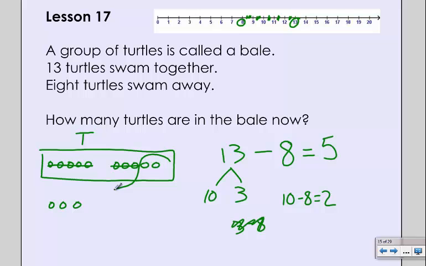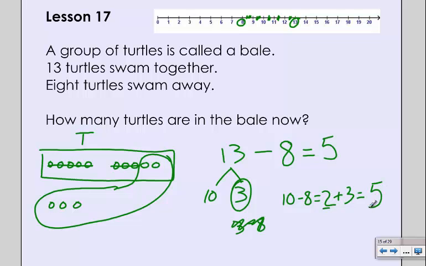So I took 8 out of my picture, and then I see what I have left. I have my 2 left, just like in my equation, but I also have 3 more left, just like in my number bond. So my picture and my math equation are really matching up. 2 plus 3 also gets me 5. So my difference is 5, and I've done it 2 different ways. I've counted up, or I could take from my 10. But again, my answer isn't 5, it's 5 something. Well, today our problem was about turtles, so my answer should be 5 turtles.